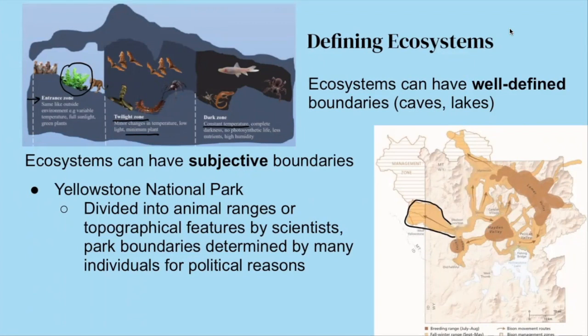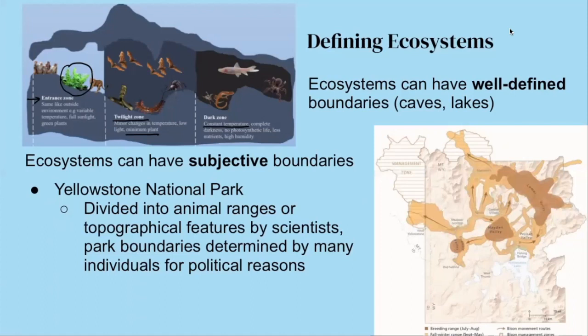They can also look at topographical features. So this Lamar Valley could be a smaller ecosystem within Yellowstone National Park. We're just looking at organisms that live within that valley. And things like parks, their boundaries are often determined by individuals for political reasons.